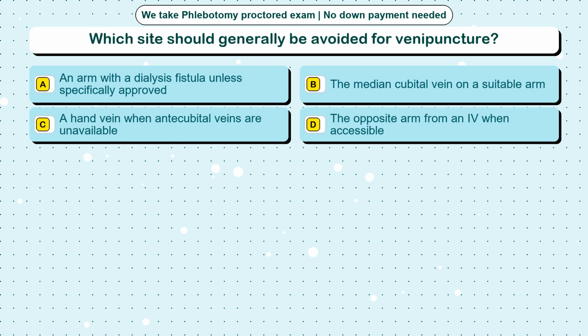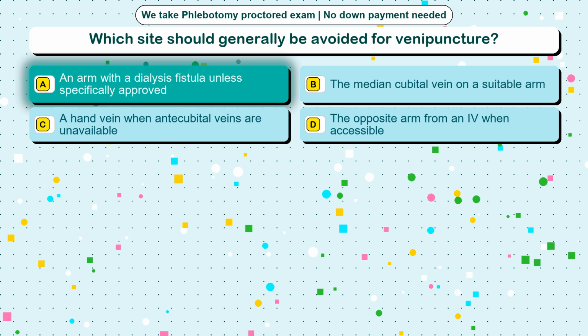Question 82. Which site should generally be avoided for venipuncture? Option A, an arm with a dialysis fistula unless specifically approved. Option B, the median cubital vein on a suitable arm. Option C, a hand vein when antecubital veins are unavailable. Option D, the opposite arm from the IV when accessible. The correct answer is option A, an arm with a dialysis fistula unless specifically approved.